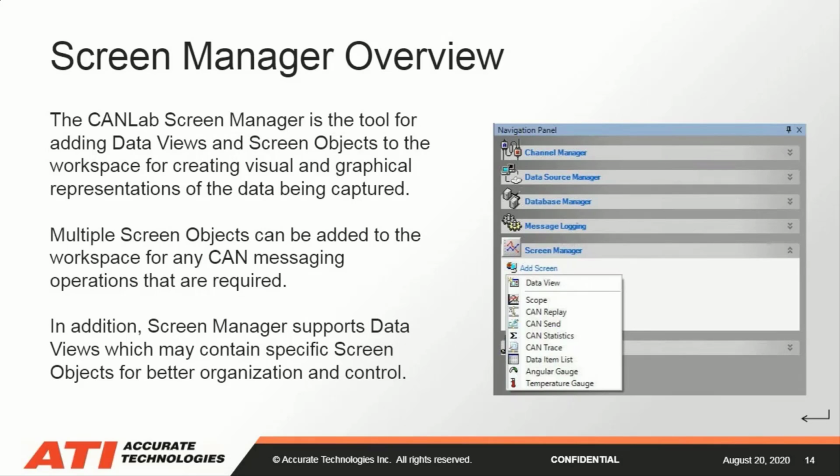And the first thing we do in our navigation pane is we go down to the Screen Manager Overview. So this gives you one of 3 different ways to select screen objects. So you can come in here and add scopes and replay and send windows, statistical windows, gauges, data item lists. So you get the ability to at any time add or remove graphical representation of the data that you're sending or receiving in the CANLab workspace.